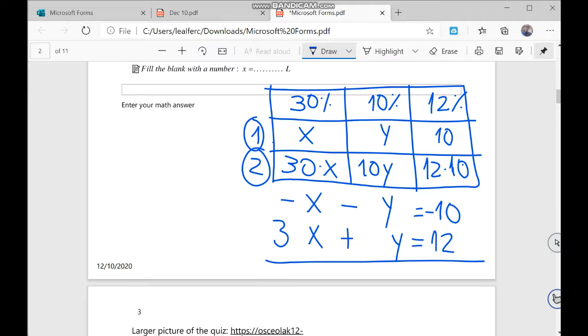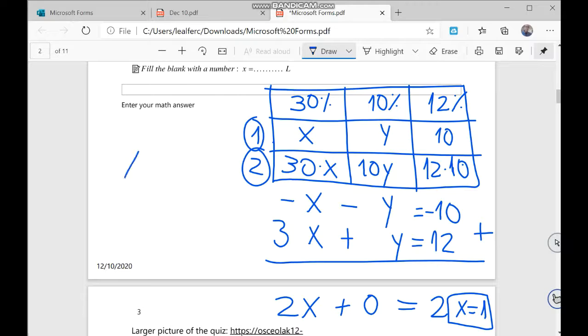Now add both equations here. Negative x plus 3x is 2x. Negative y plus y, 0. And negative 10 plus 12 is 2. 2x equals 2. X equals 1. That means the answer here is x equals 1. This is going to be the right answer. Okay? X equals 1.